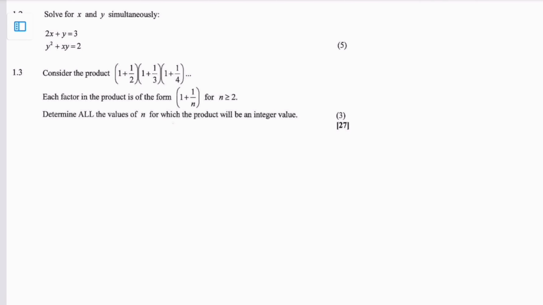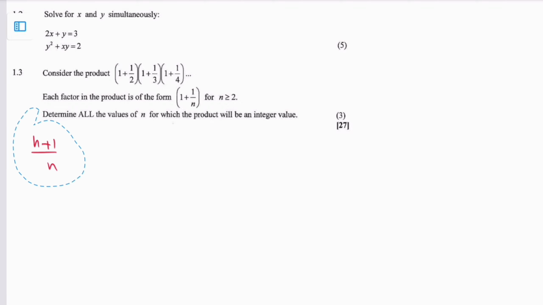So what I like to do in questions like this is just make your life a little bit easier. So we know that the product is of the form 1 plus 1 over n. So we can just rewrite this as n over n, that gives you 1. So now we've got the same denominator. So this is just n plus 1 over n. Okay, so that's the general form.